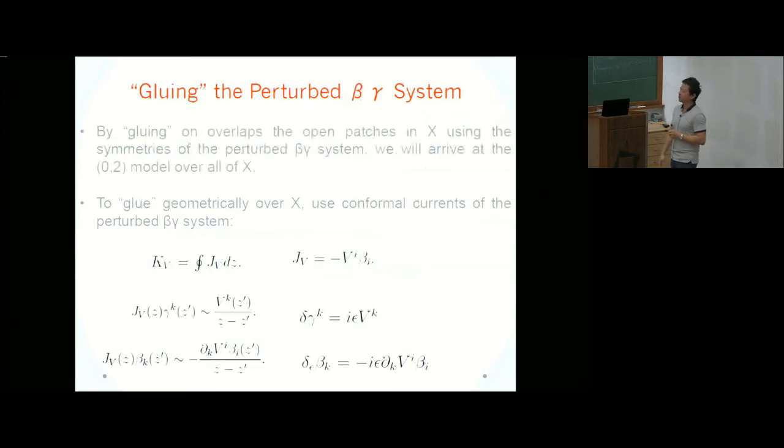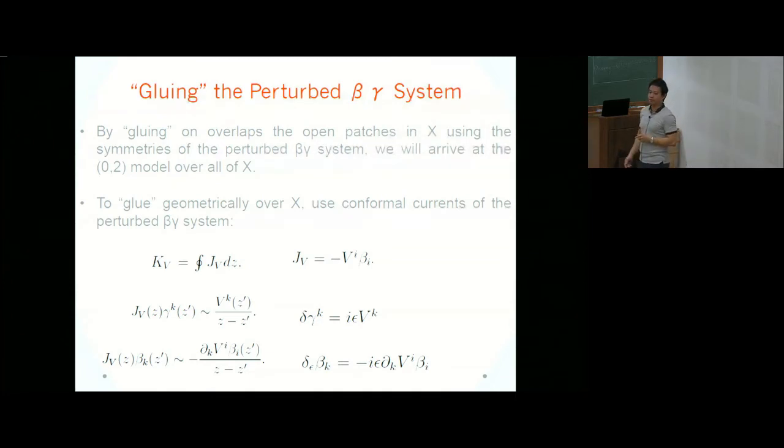Okay, so now, gluing the sheaves. On each patch of X, we have these chiral algebras, beta gamma systems, and we want to glue them. We've got to glue them in two ways. We've got to glue them geometrically, because you need to glue each patch of X to the next patch. And we've got to glue them quantum field theoretically. You've got to glue the 2D sigma model to the next 2D sigma model on the other patch.